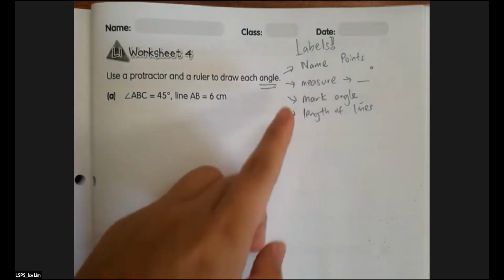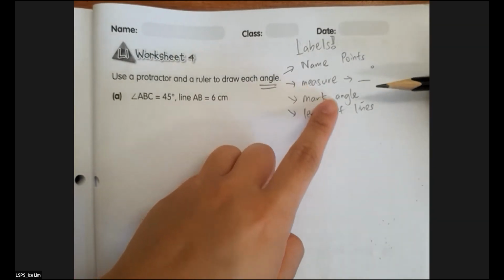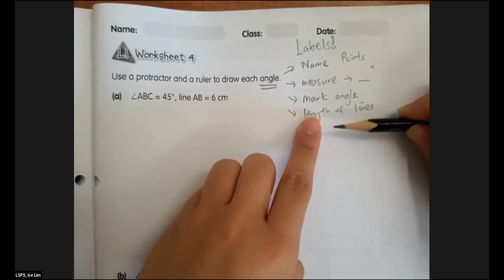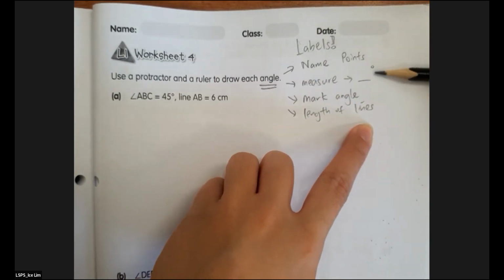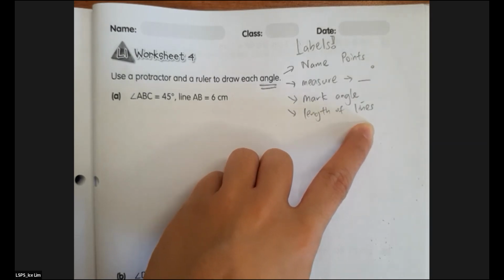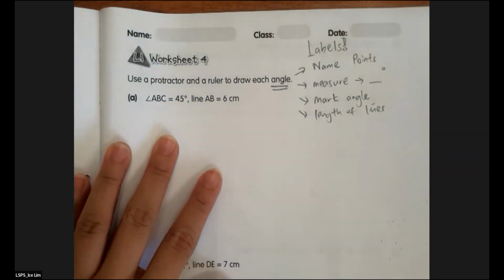So again, look at these 4 points here. The points must be labeled correctly. The measurements must be correct. The angle must be marked up. The length of the lines is indicated. So all of these may be up to 2 to 3 marks for correctly done. Okay, then pay attention to the naming first.